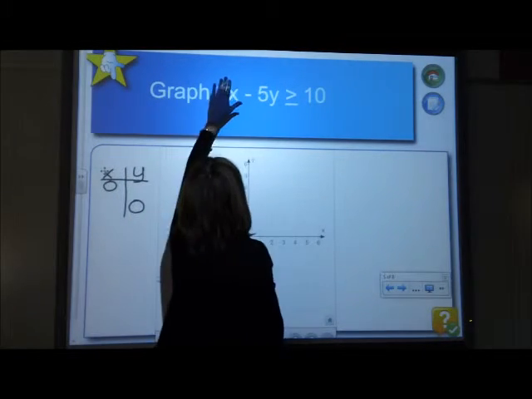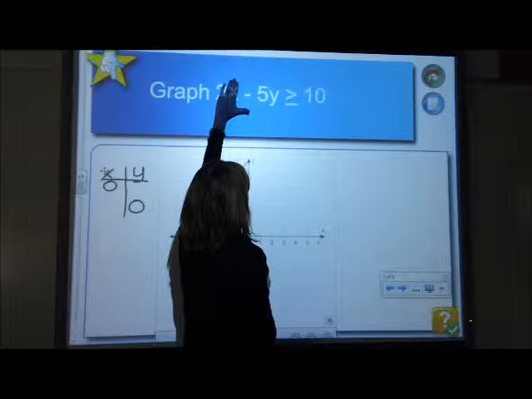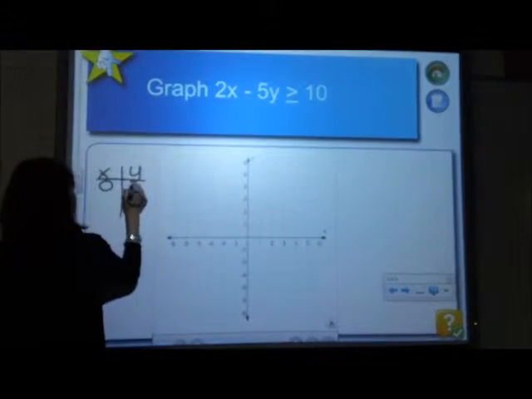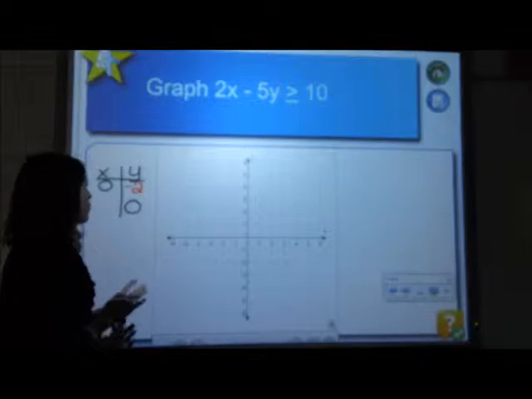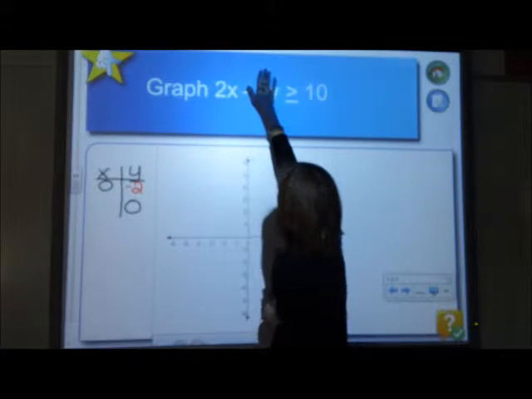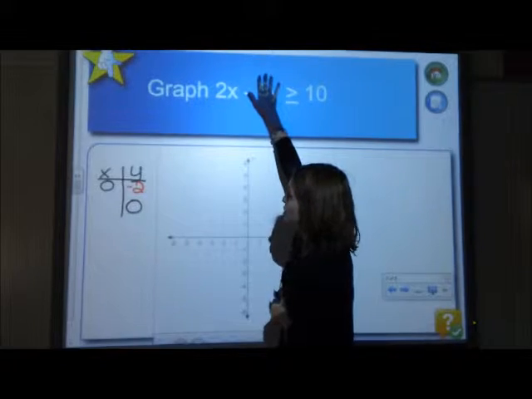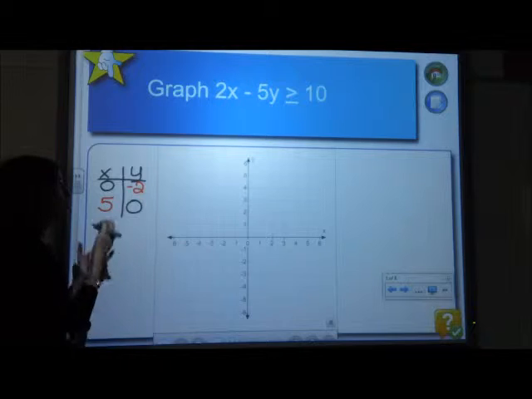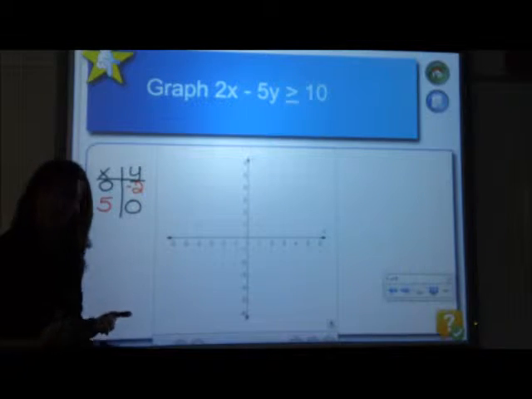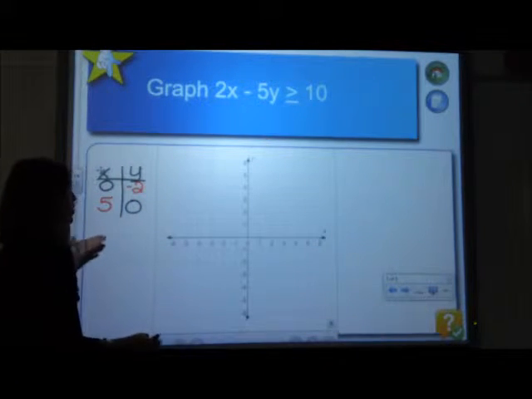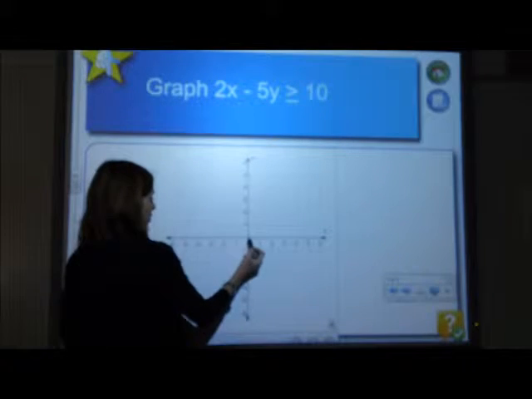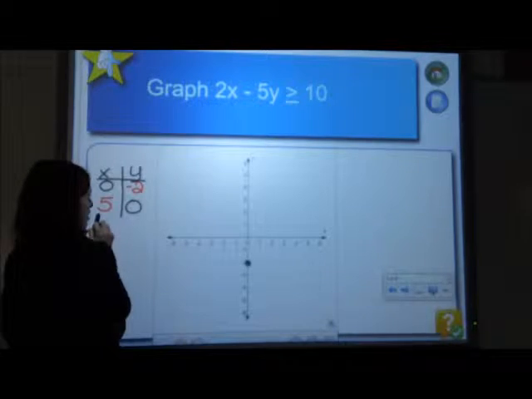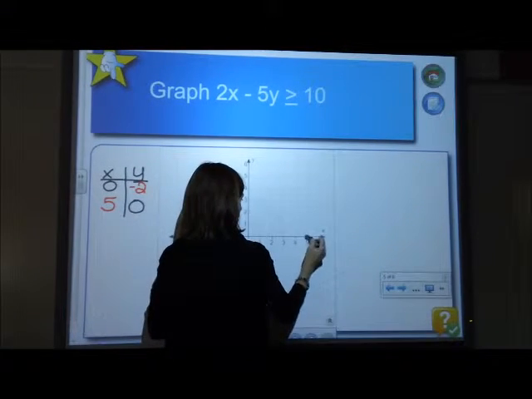Okay, so if x is 0, we got negative 5y is greater than or equal to 10, so we divide by negative 5, and we're going to get negative 2. All right, same thing. If we let y be 0, this gets put away, so then x is going to be divided by 2, so x is going to be 5. Again, if you're not comfortable with this, you can always put the line in y equals mx plus b. All right, so now we take those 2 points and we plot them. X is 0, y is negative 2, so there's my y-intercept, and my x-intercept is 5, 0, so right there.